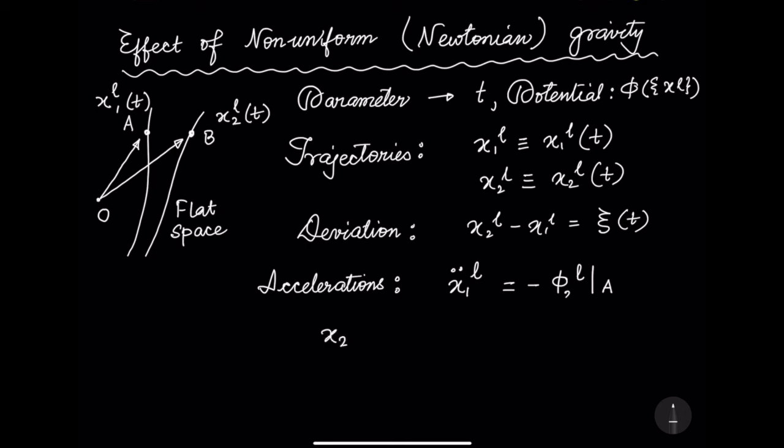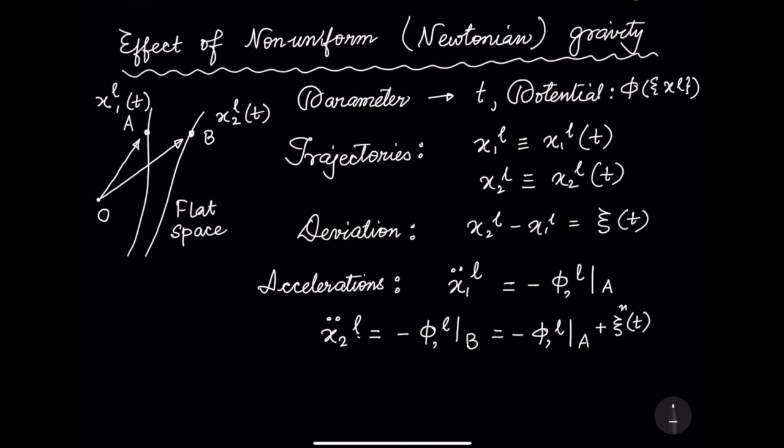x2, I can write the same way, but now at B. And what we will do is say that A and B are very nearby, so I can do a Taylor expansion. So this phi at that point is this, plus the relative separation, which is xi, times the derivative along the direction of xi.